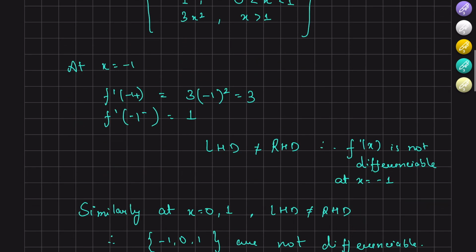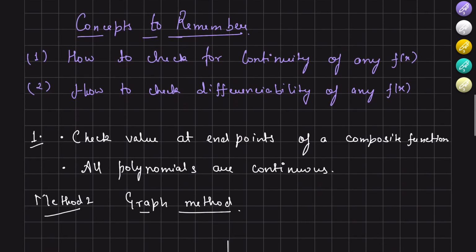First of all, let me tell some concepts that we need for this question, and in general how to solve these types of questions. How to check for continuity of any f(x)? If the function is a composite function, we can directly check at the endpoints of the composite function.